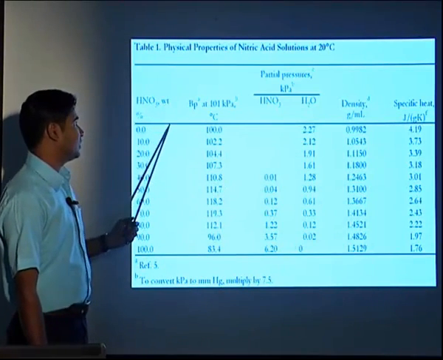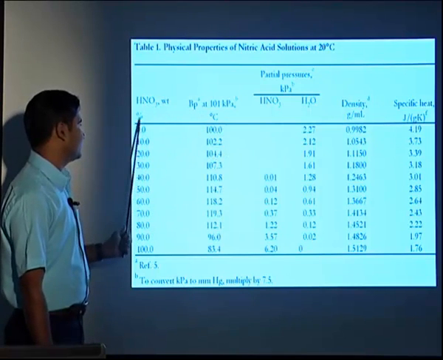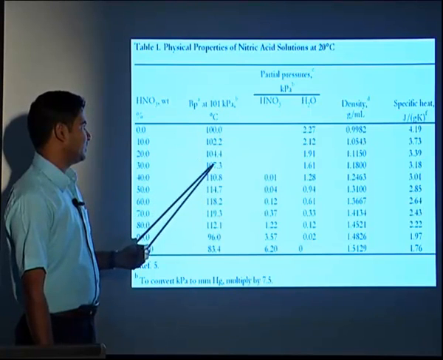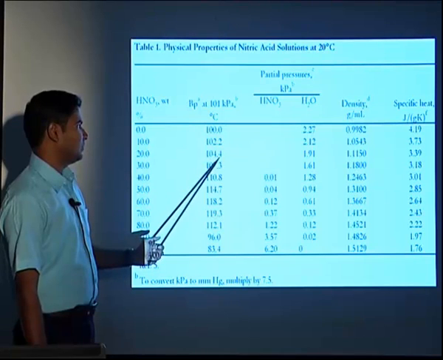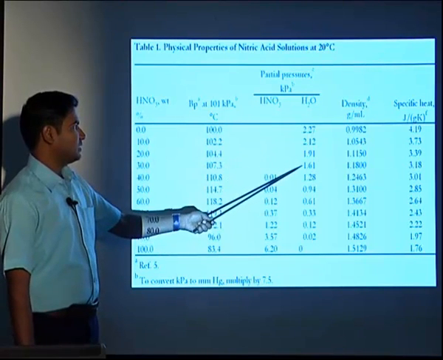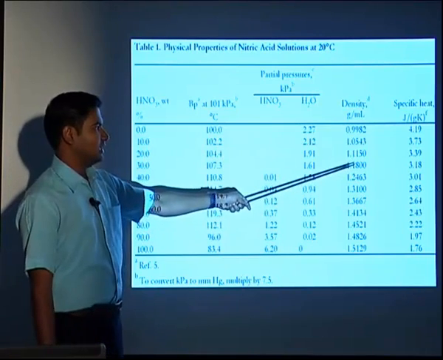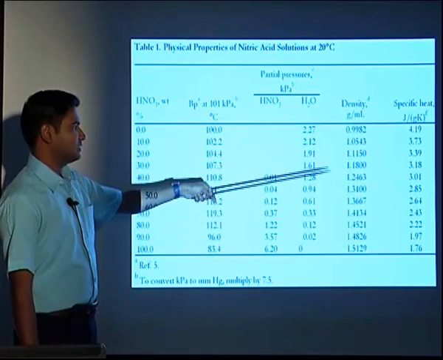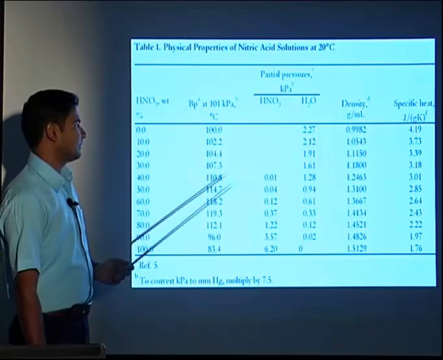So these are the physical properties of nitric acid solution at 20 degrees Celsius. You can see the HNO3 weight percent and the corresponding boiling point at 101 kilopascal. For 20% it is 104.4, the partial pressure of water is 1.61, density is 1.18, whereas the specific heat is 3.18. So you can see the variation in the specific heat as the percentage of HNO3 varies.